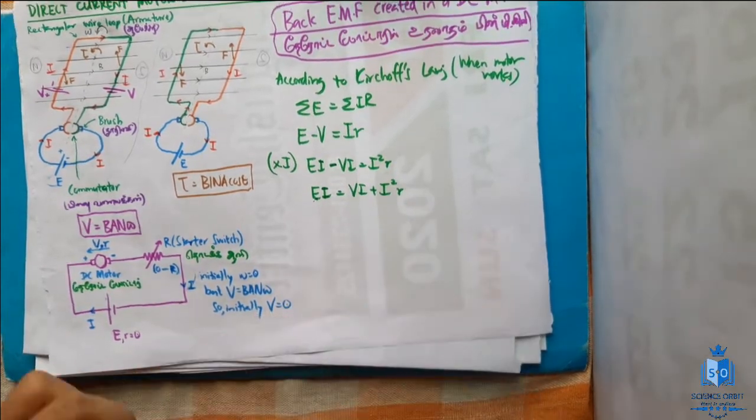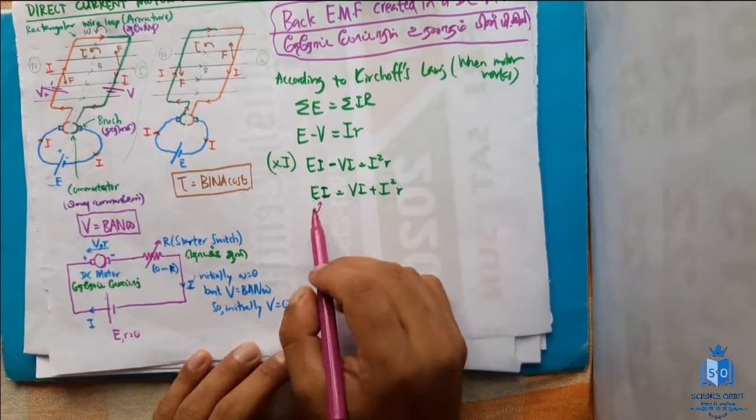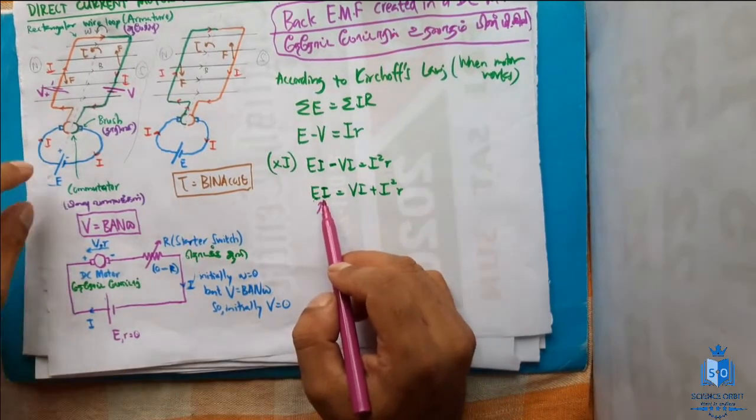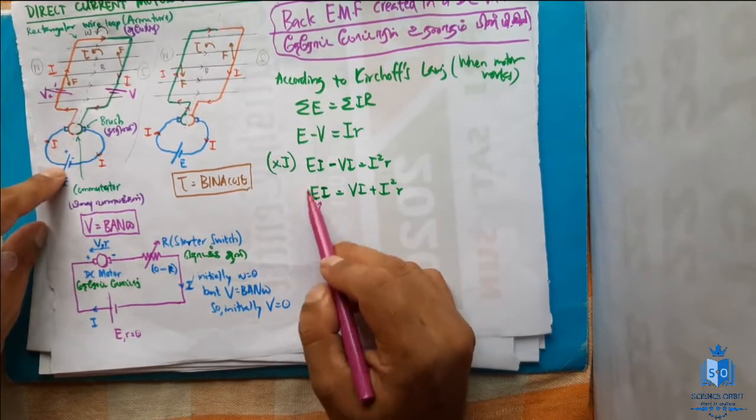So there are 3 parts here. Let's define what these 3 parts are. This part is the total power supplied by the battery. Do you agree with me? Total power supplied by the battery. That is this.